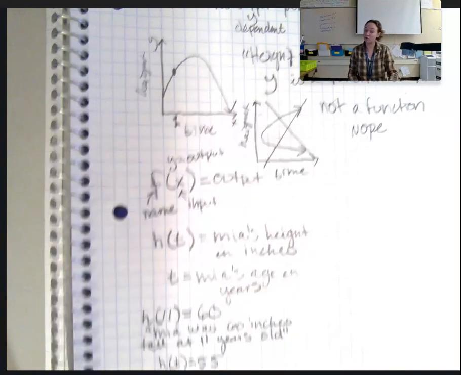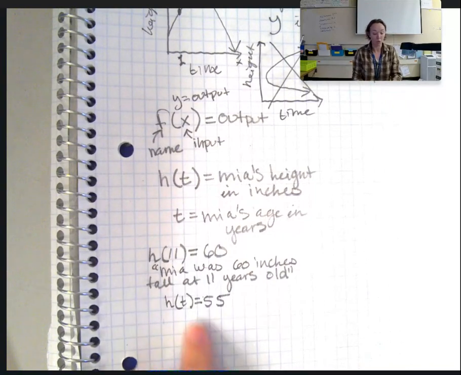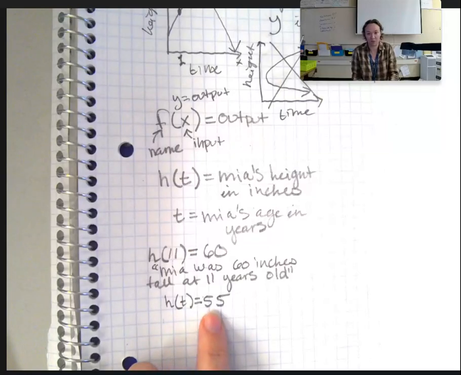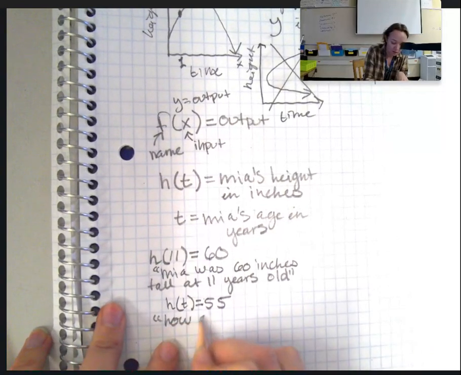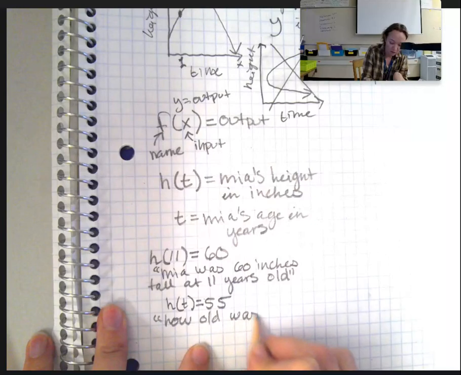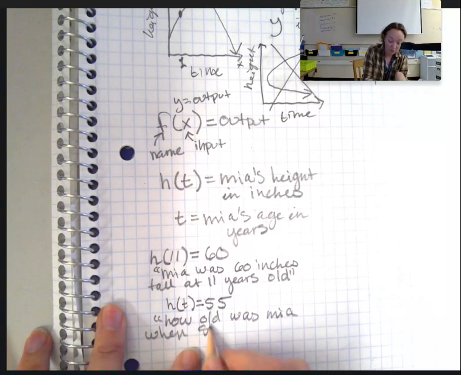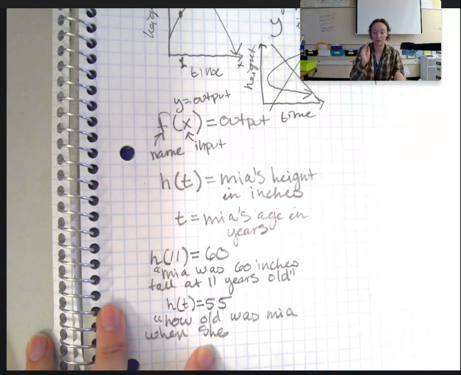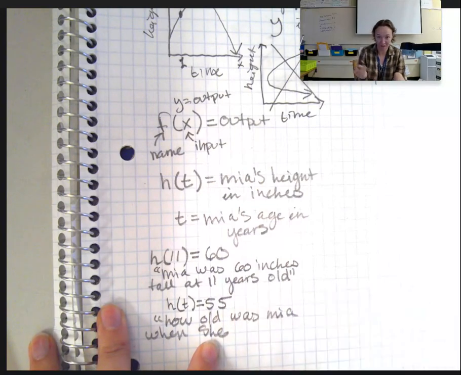So this is more like a question. It may not look like a question, but it is. This is kind of like asking, how old was she when she was 55 inches tall? And there might be multiple X values that give you a height of 55, right? Maybe when she was ages 8 and 9, she didn't really grow. She just stayed the same height the whole time. That happens.